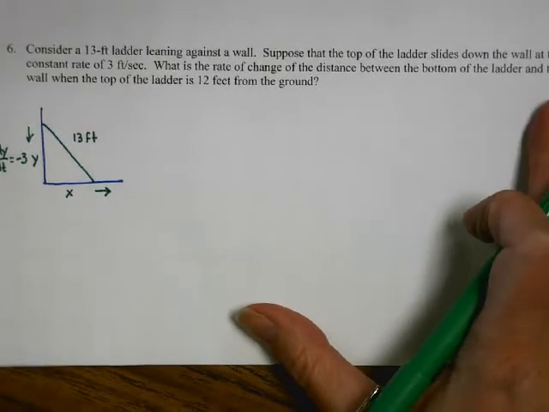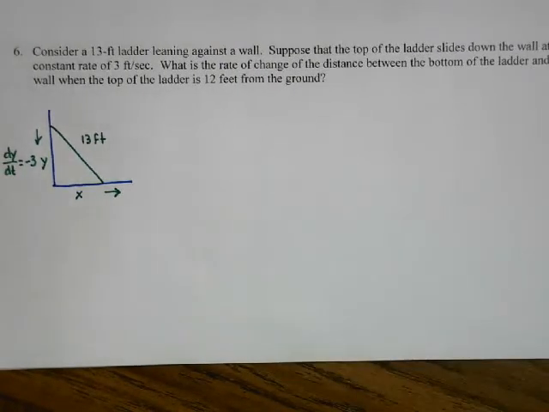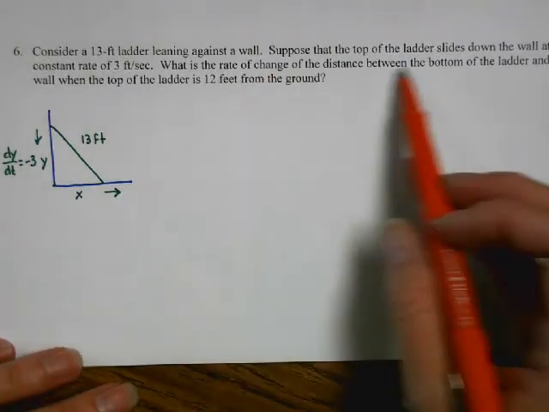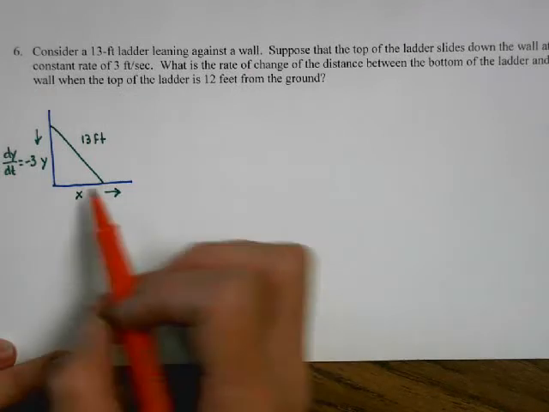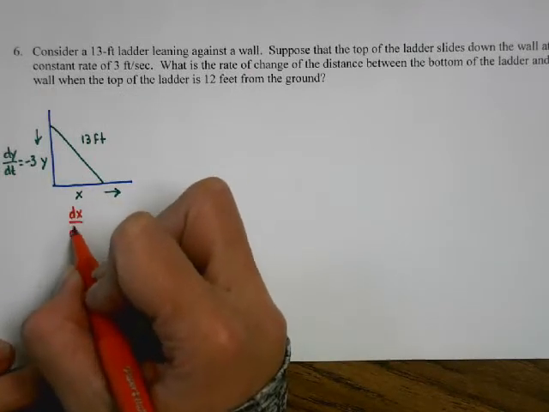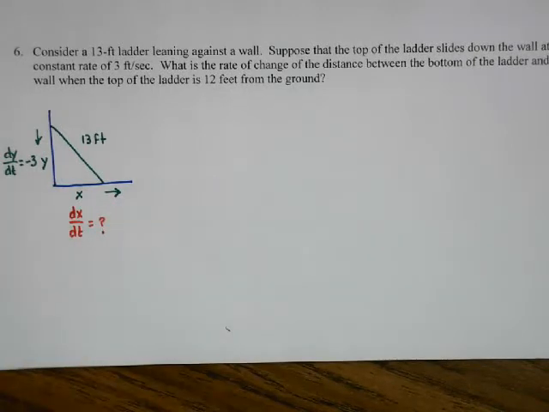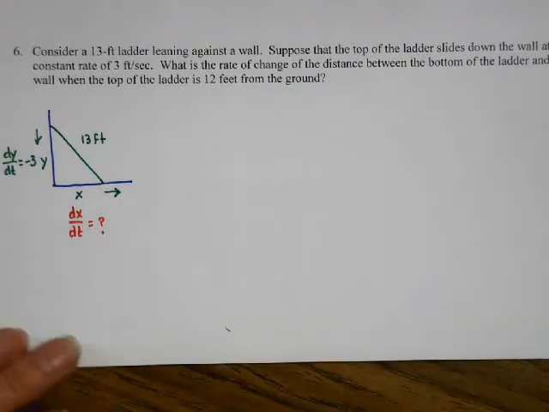Okay, we are trying to solve for how far the distance is between the bottom of the ladder. So we're trying to find the rate, dx/dt. That's what we're solving for when the ladder is 12 feet from the top. So at this point, y is going to be 12.